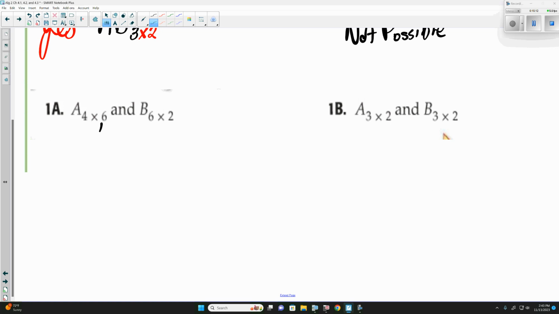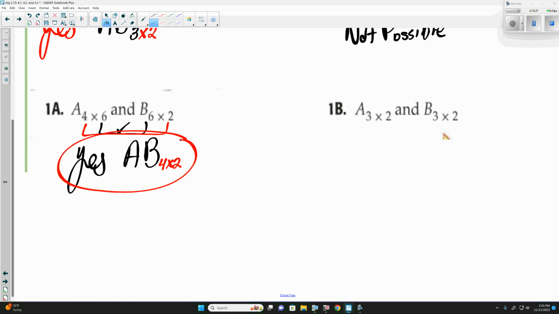1A, columns of the first, rows of the second. Yes, it is possible. And our A times B, new dimensions would be 4 by 2. Last one. Not possible, because our columns of the first is 2, the rows of the second is 3. They do not match.